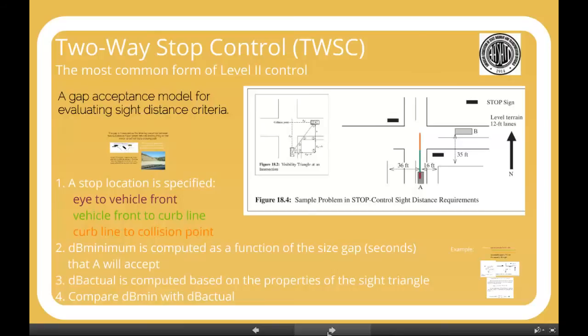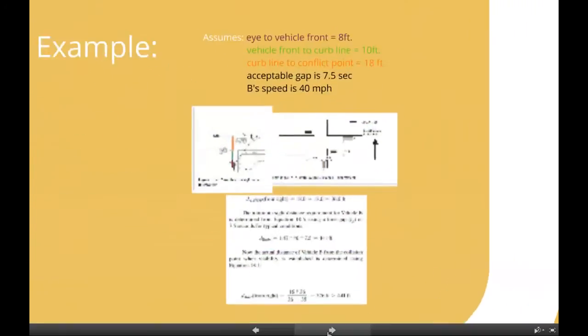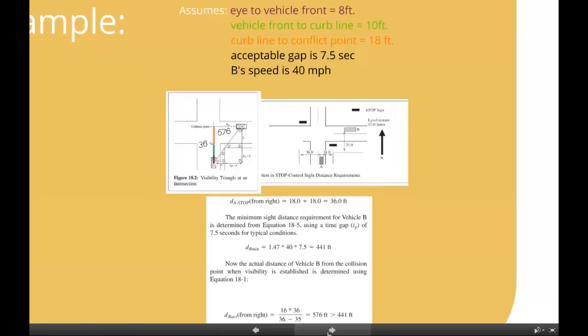Let's see how these steps work in the context of the example problem where A is stopped 36 feet from the point of collision and requires a 7.5 second gap, and where B is approaching from the right at a speed of 40 miles per hour. Step 1. Specify the location of A relative to the collision point. With the assumed values given here, dA is computed as 8 plus 10 plus 18 equals 36 feet. This is driver A's distance from the point of collision.